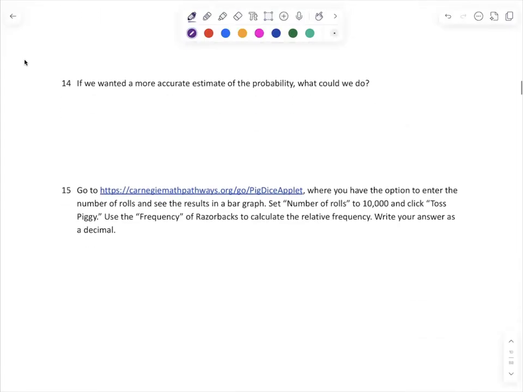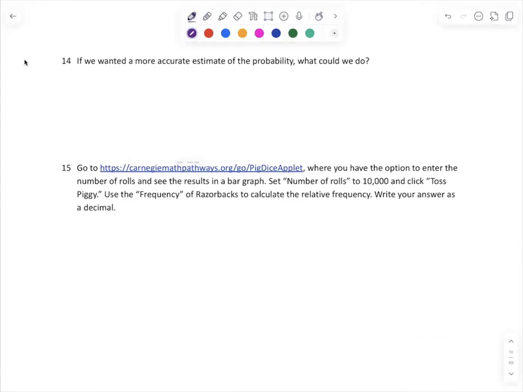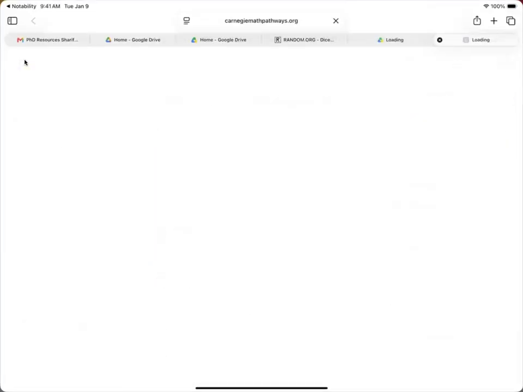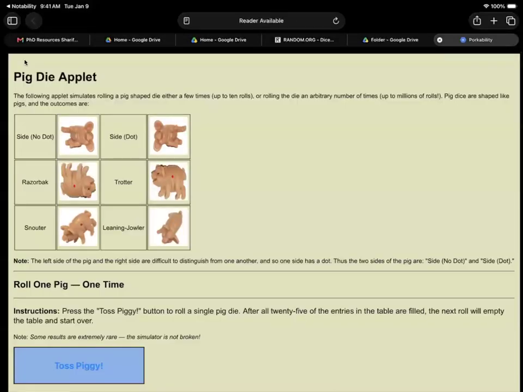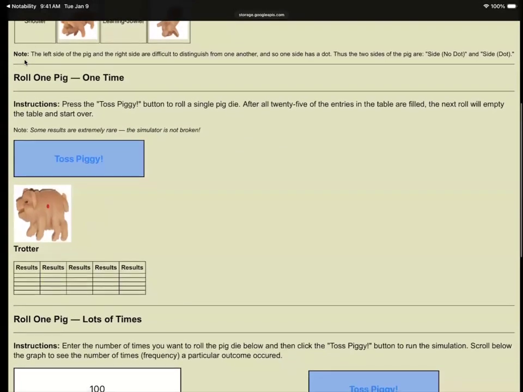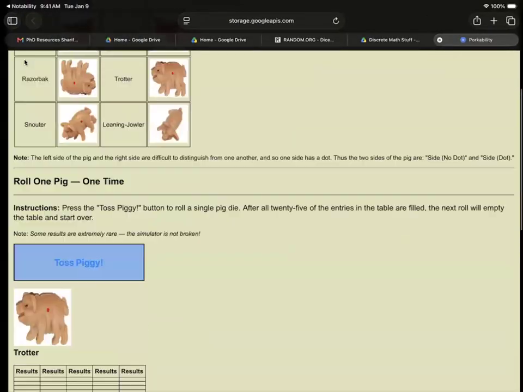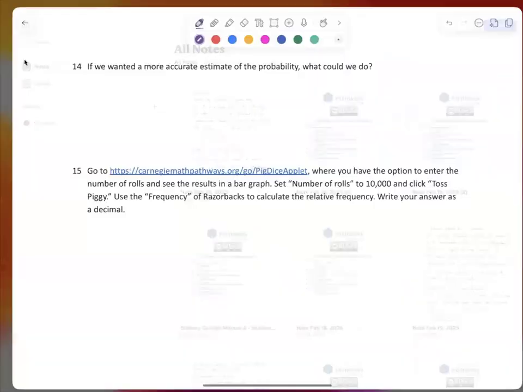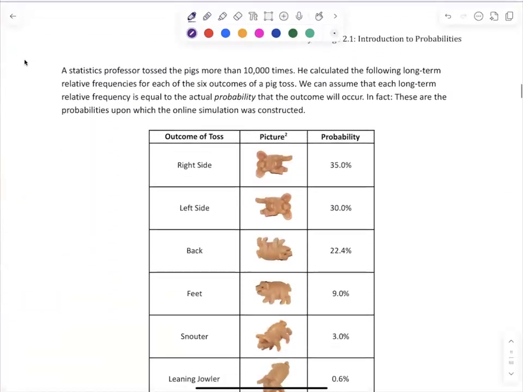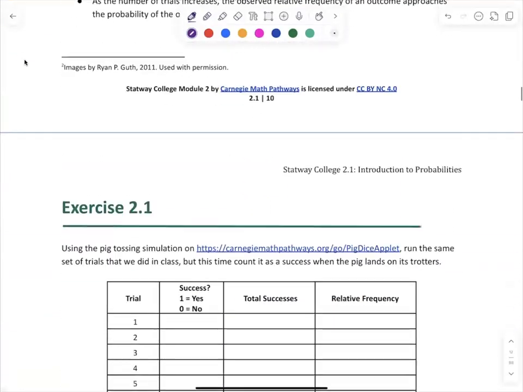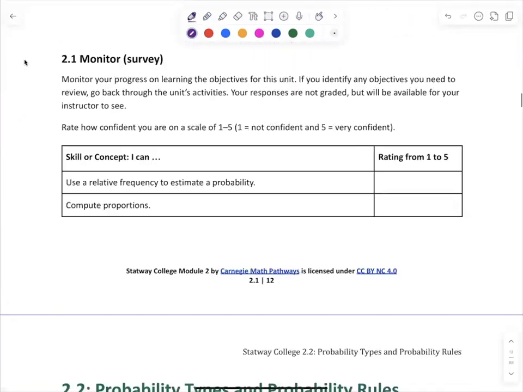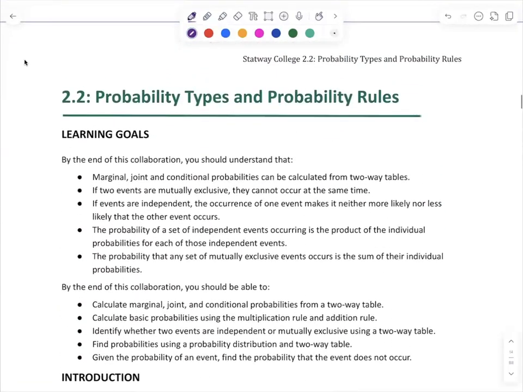Another fun project for you. Again, you're going to have a link similar to what I have, and you're going to repeat the process with your group members and keep track of your results. Then you have exercise 2.1, and then you're going to move on to 2.2, which is probability types and probability rules.